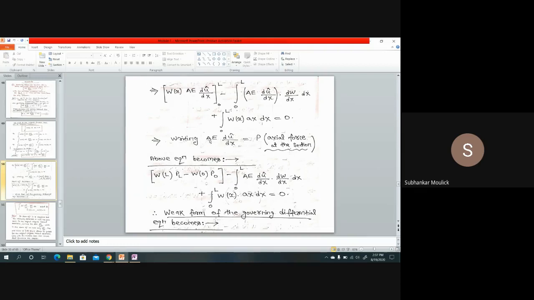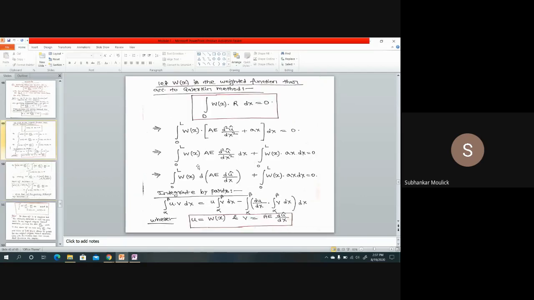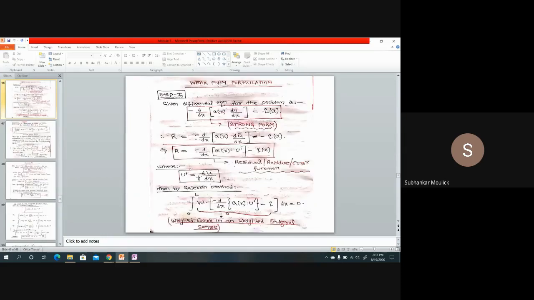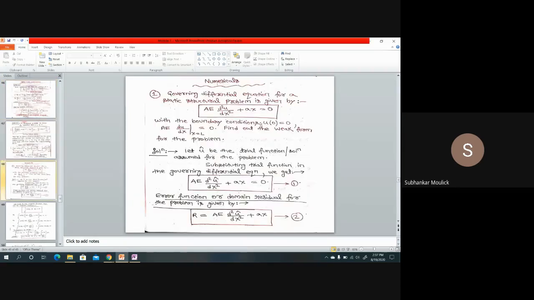Now see this A into E du cap over dx. This A into E du cap over dx is nothing but the load, the actual load given in the problem. Here, what they have taken is that when x is equal to 0, AE into du by dx is 0. So if I assume that AE into du by dx at x equal to L is P, fine.